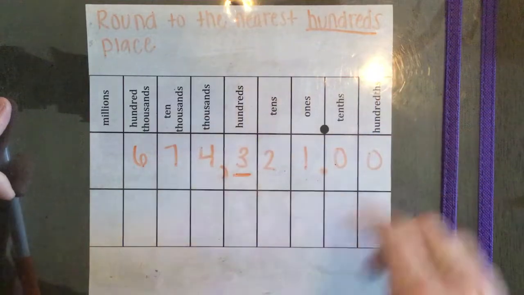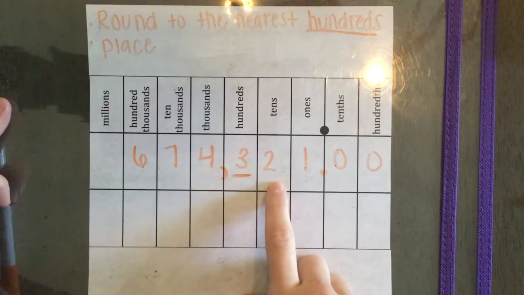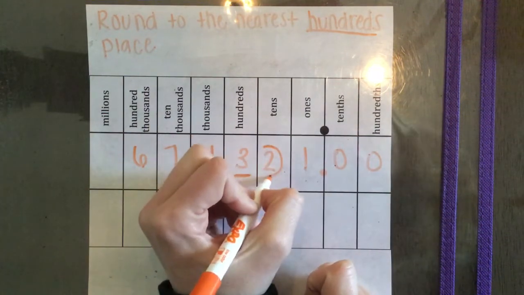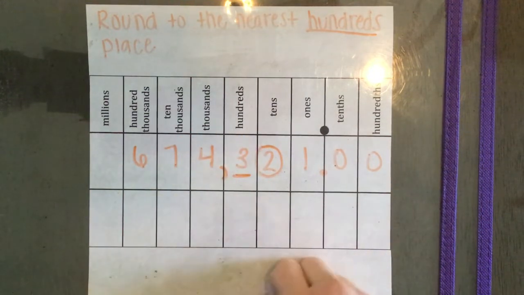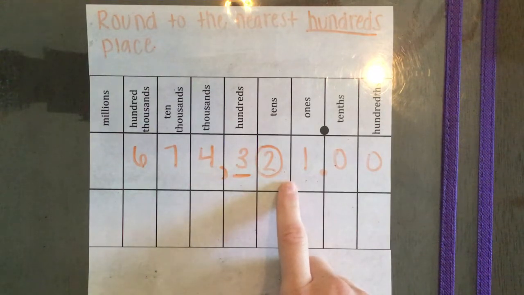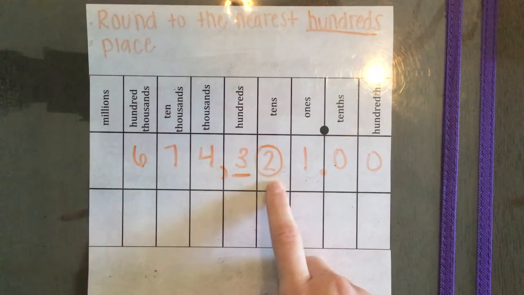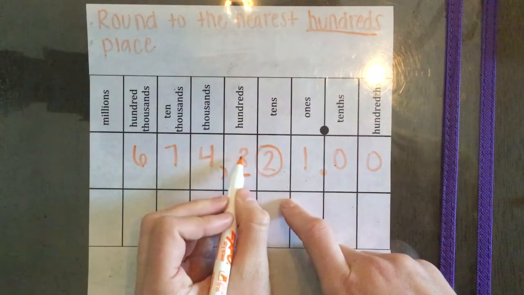Well, I need to round to the nearest hundred, so I need to look next door to my tens place. That 2 is going to help me decide if I am going to add one more to the 3 or if I'm going to let it rest. So remember, if it's 4 or less, we let it rest. If it's 5 or more, we add one more. Well, that 2, is that 4 or less or 5 or more? 4 or less. So we're going to let the 3 rest.